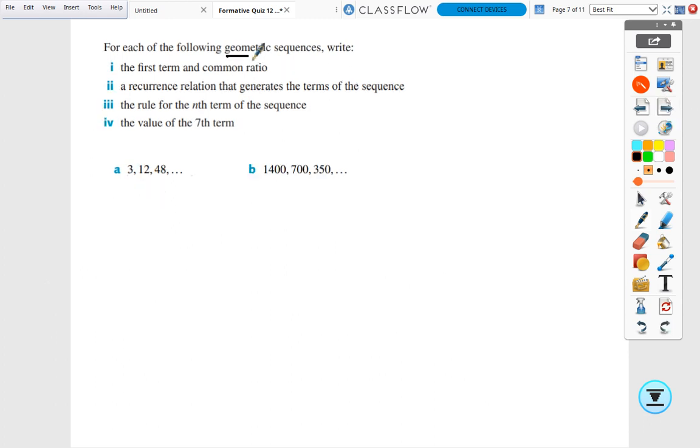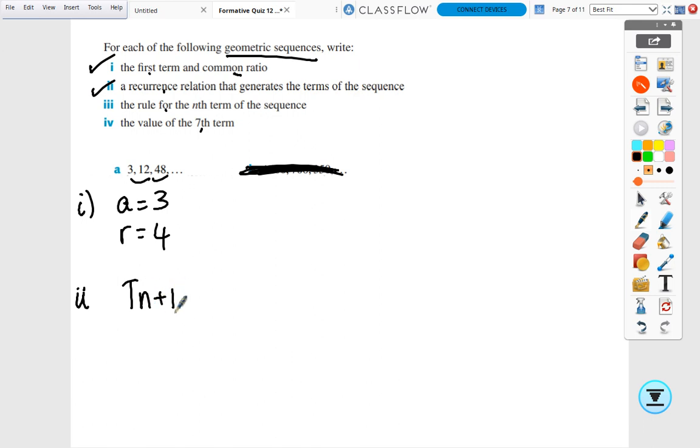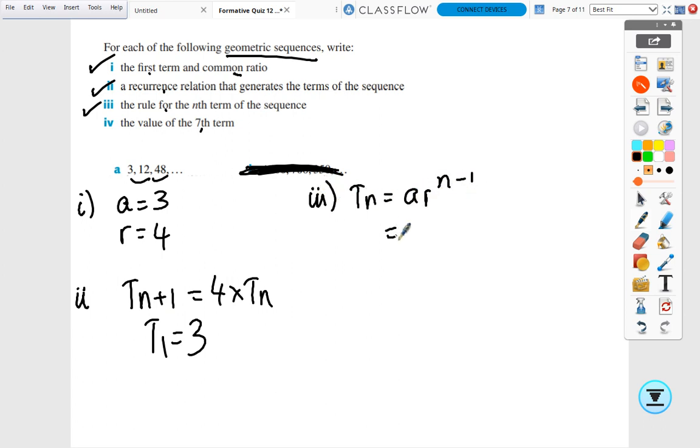Okay, we're doing geometric sequences, so A, R, recurrence, general, and then a term, and again we'll just do the first one. Have a go, and when you're ready, come back. Okay, part 1, A equals 3, it's going up by 4s, so R equals 4, tick. Recurrence, part 2, Tn plus 1 equals 4 times Tn, and T1 equals 3. Done. General term, Tn, the formula is A R to the n minus 1, so it's 3 times 4 to the n minus 1, tick.